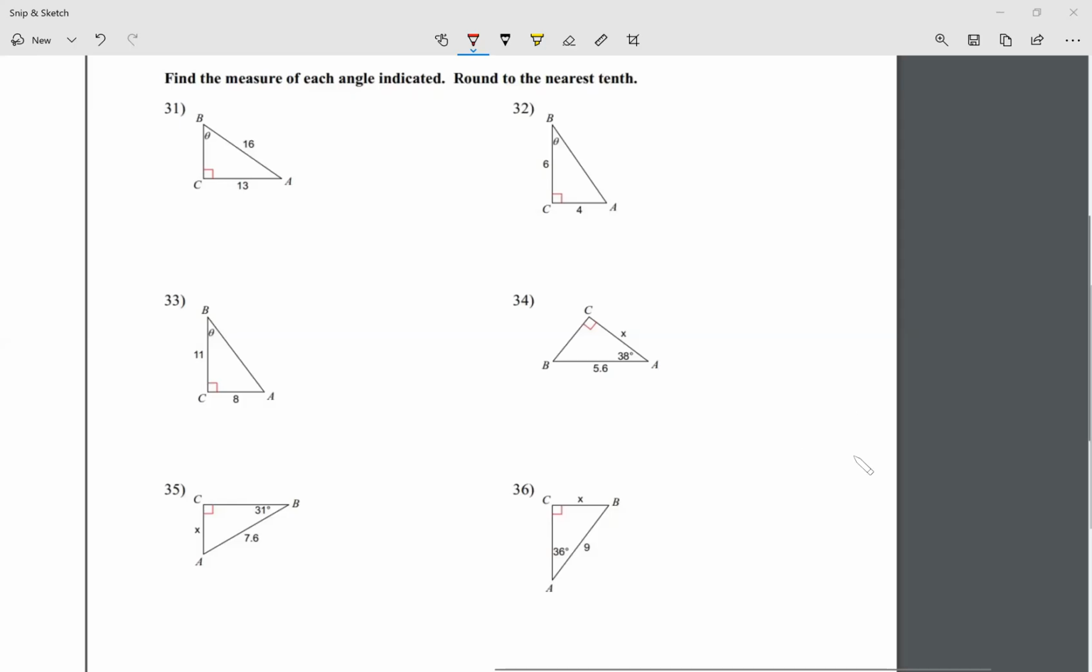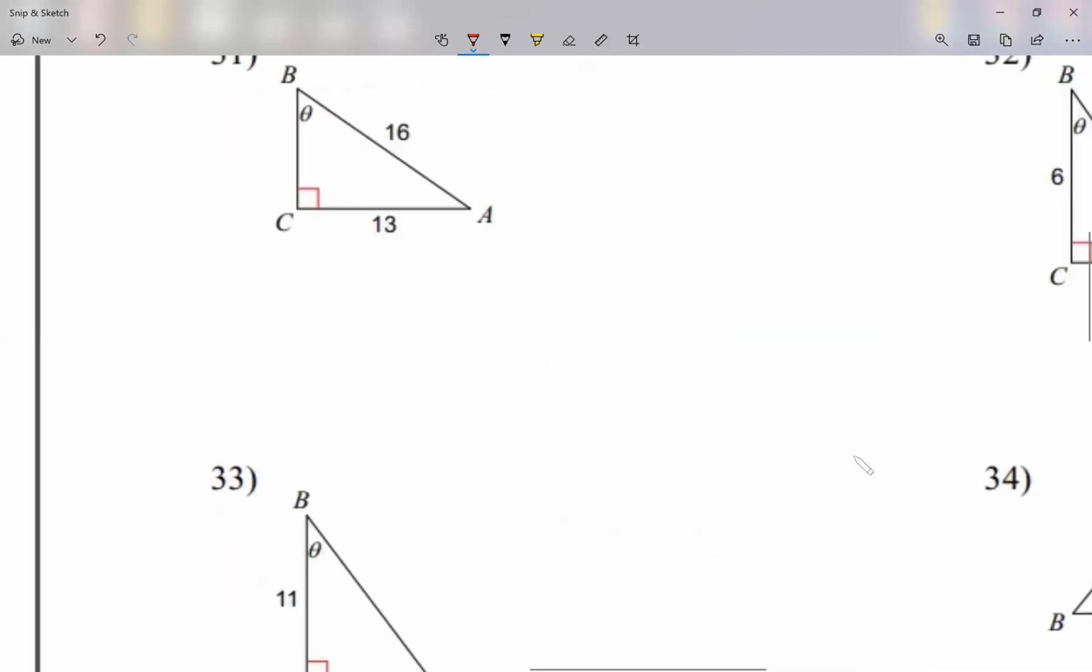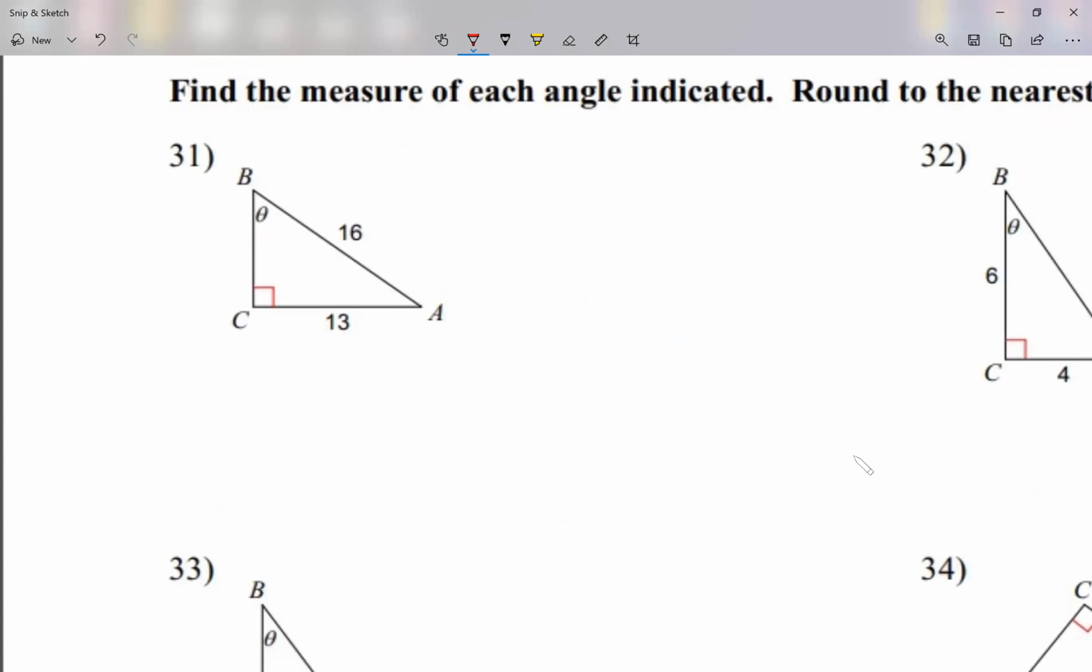Okay, so now let's mix things up. I'm gonna have some questions that have theta, and I'm gonna ask you guys to solve for theta. Here, this one says find the measure of each angle indicated. Or I could just say find the measure of each, or find the measurement indicated.